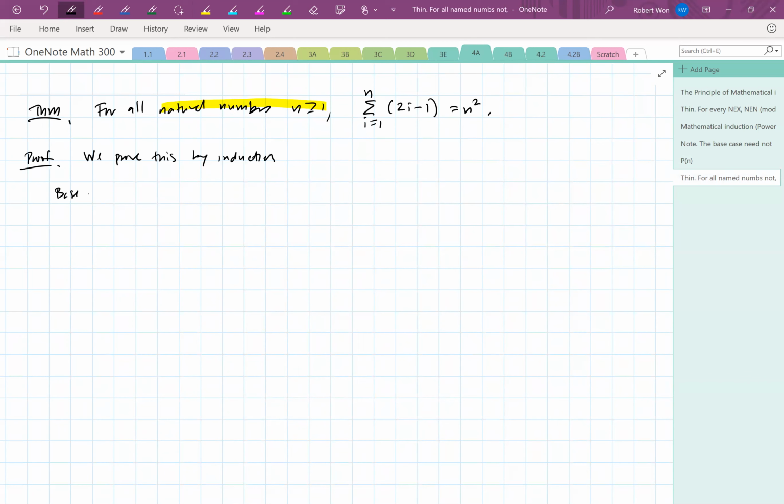Right, so the base case. For the case n equals 1, we want to show the sum from i equals 1 to 1 of 2i minus 1 equals 1 squared. But again, the left-hand side only has one summand. It's 2 times 1 minus 1, so it's 1. The right-hand side is 1. So both sides equal 1, which verifies the base case.